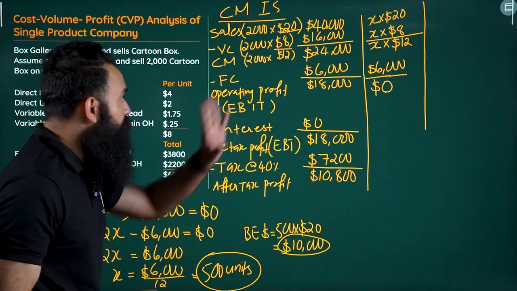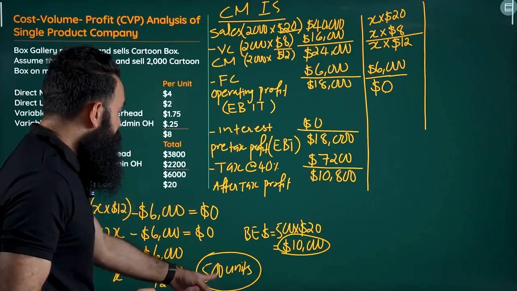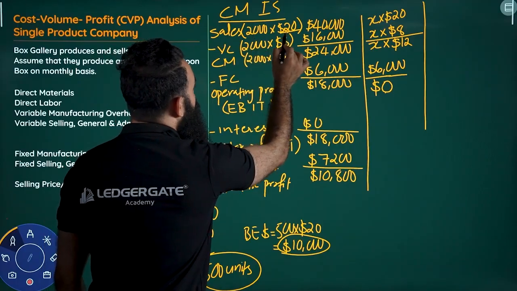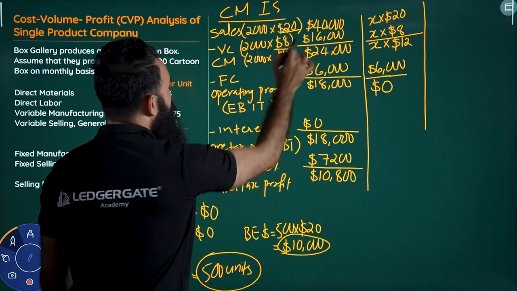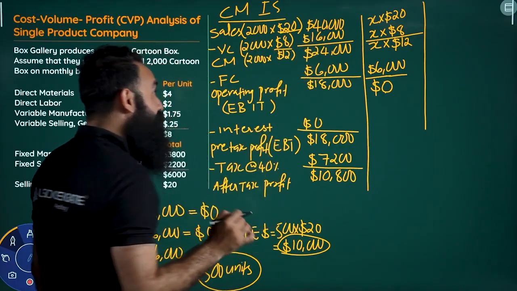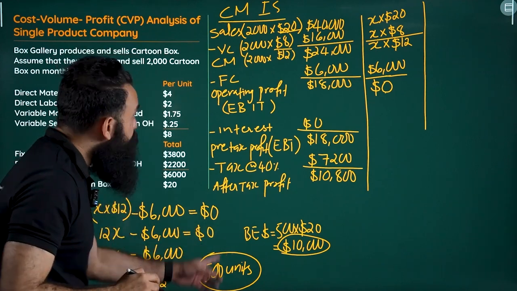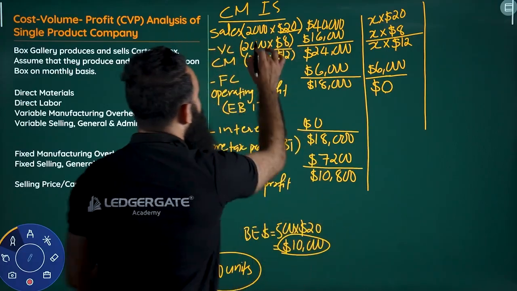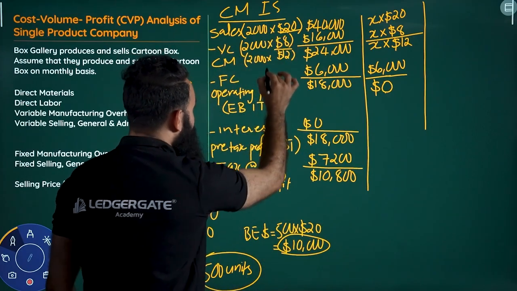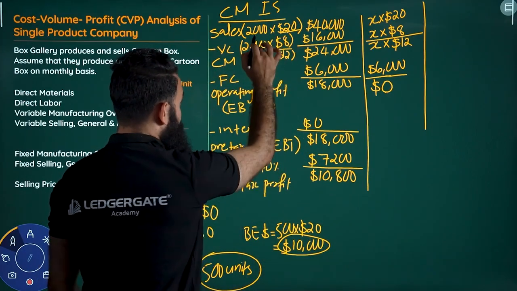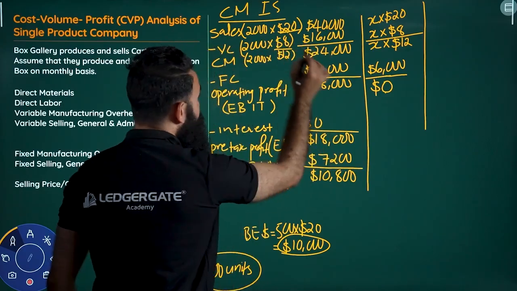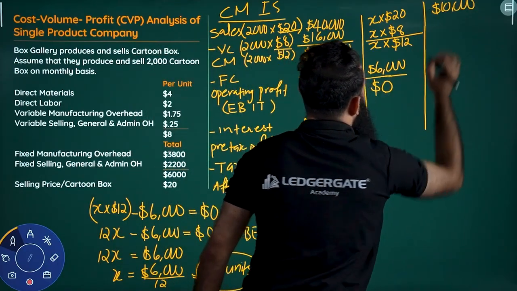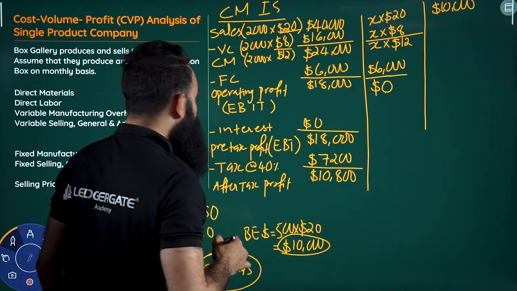I'm writing only the final figures. So first of all, sales, how much? 2,000 into $20 is the current sales, but break-even sales is break-even sales units into $20. So 500 into $20. Everywhere will change to 500. That's it. So 500 into 20, how much? $10,000.